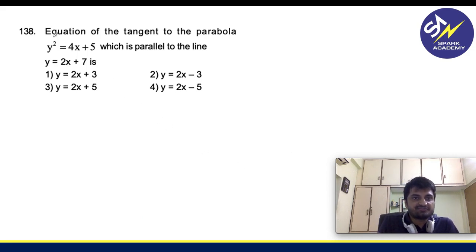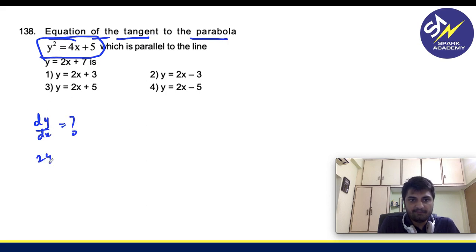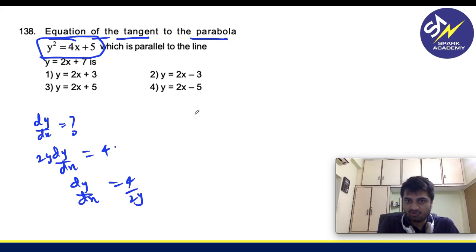Now what about this, guys? The equation of tangent to the parabola parallel to the line. Again, same thing, guys. So what can I assume? First thing is I have to differentiate. I need to find out dy by dx. dy by dx means what? 2y dy by dx equals 4. So what is dy by dx now? 4 by 2y.